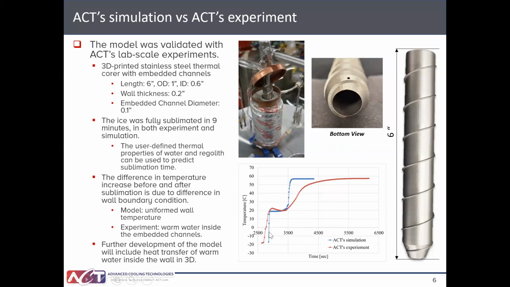However, there is a difference in temperature increase before and after sublimation, and we think the reason is the difference in warm boundary conditions. The model has a uniform warm temperature, while the experiments have warm water running inside the embedded channel. So further development in the future of the model will include the heat transfer of warm water inside the wall in 3D.